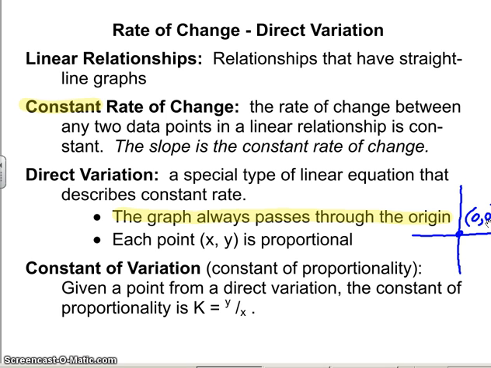And the last one, the constant of variation. Again, we just talked about this yesterday. Another way of saying constant of proportionality states that given a point from a direct variation, the constant of proportionality is that k value that we talked about yesterday. So if you take your y value and divide it by your x value, same thing as finding the unit rate, that ends up being your k value.